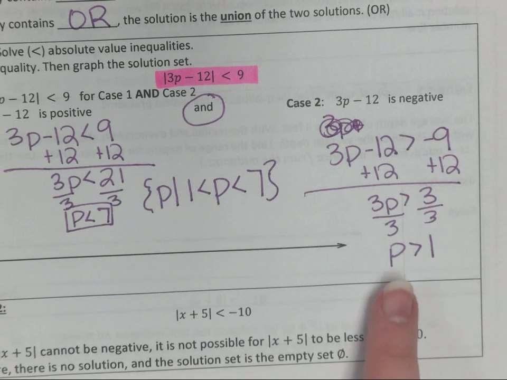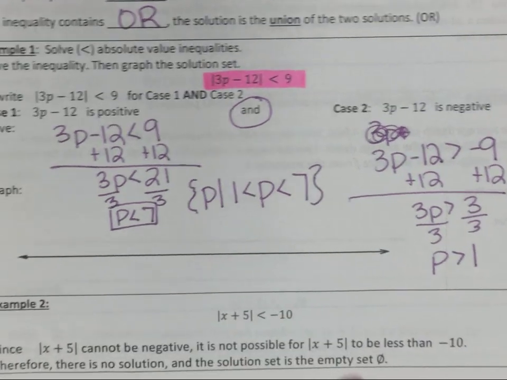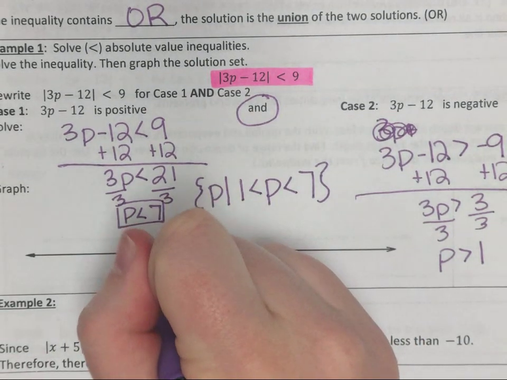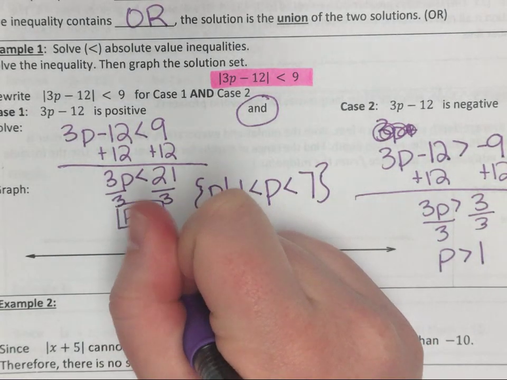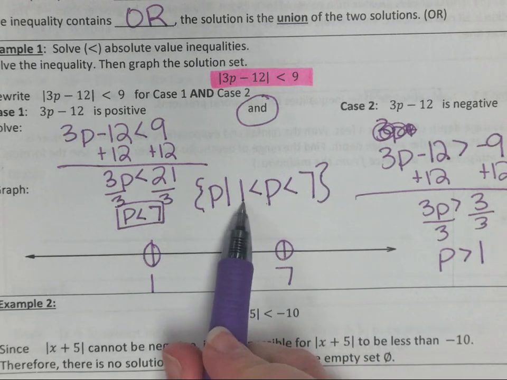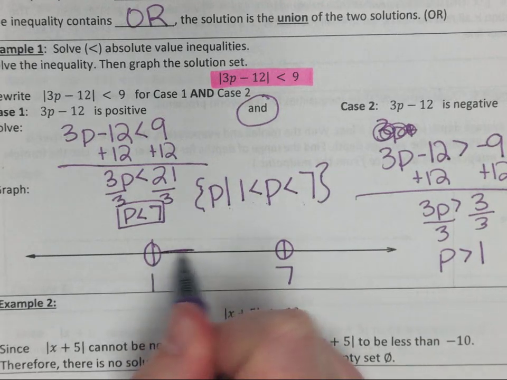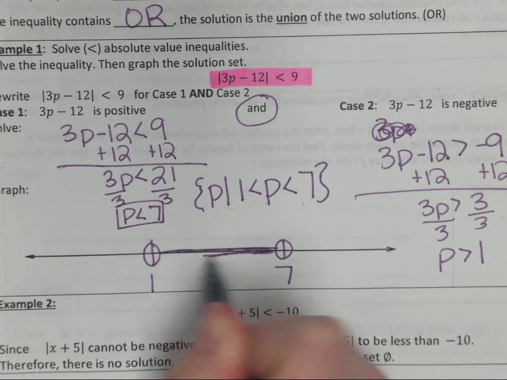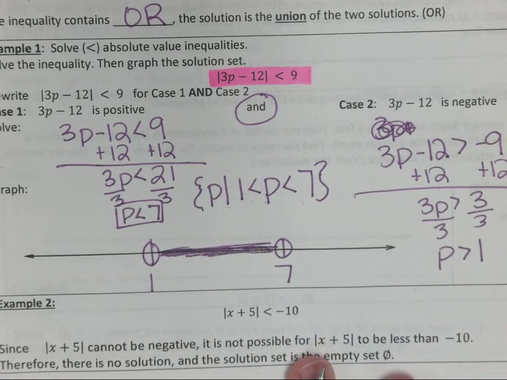Okay, so P is going to be greater than 1 and less than 7. So on our number line, what two numbers do we need? 1 and 7. They're both going to be open circles because neither one of them is equal to. And if P is going to be in between these two numbers, it's an "and." We shade the middle. So we're going to shade in between.